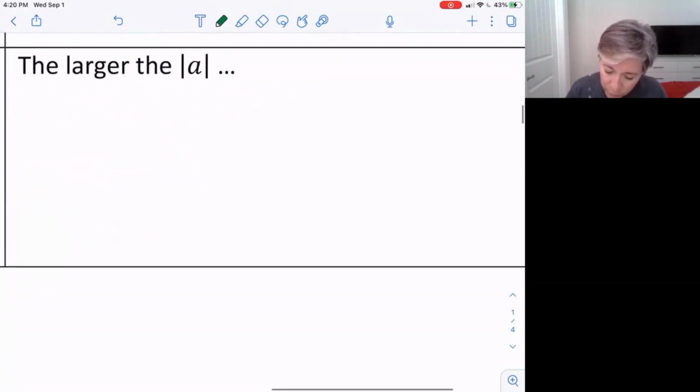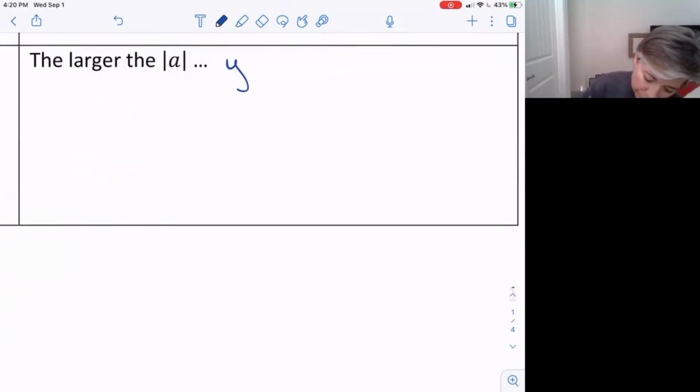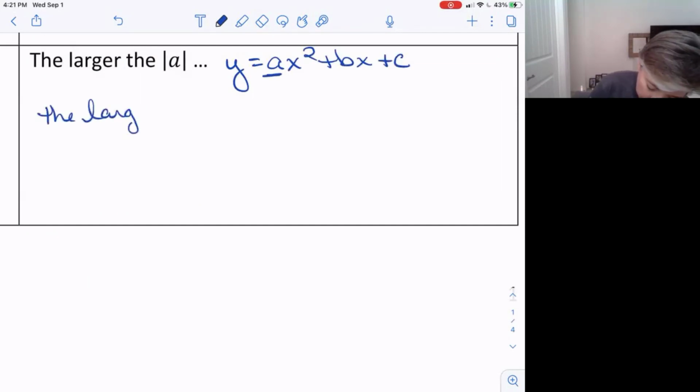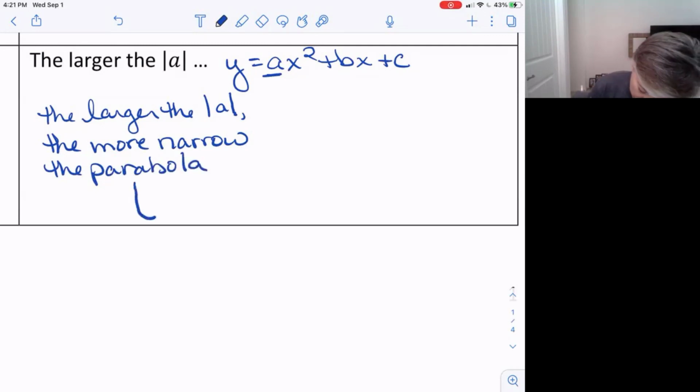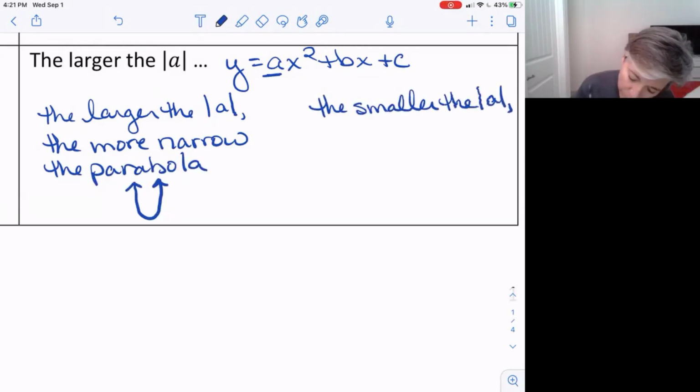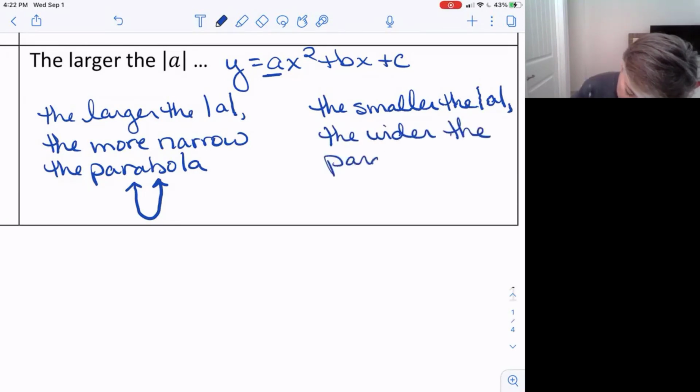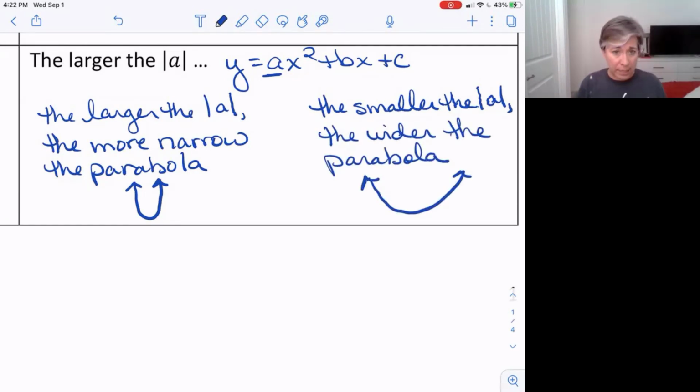Now, also, if we look at the leading coefficient A, the larger the absolute value of A, the more narrow the parabola becomes. The smaller that leading coefficient is, the wider the parabola is. So narrow versus wide. Think of it as being stretched up or squished down.